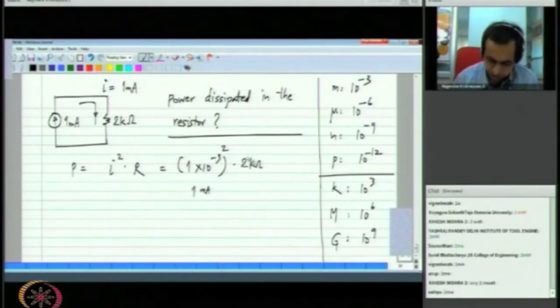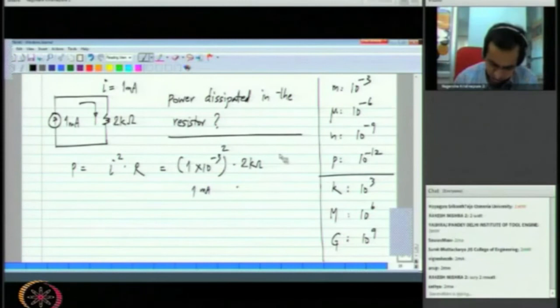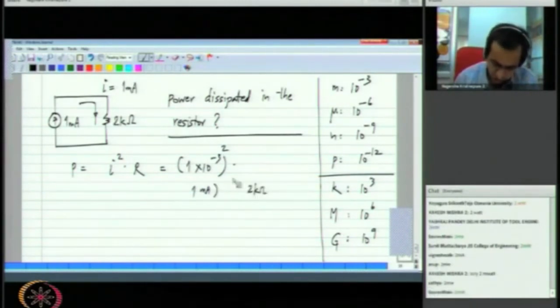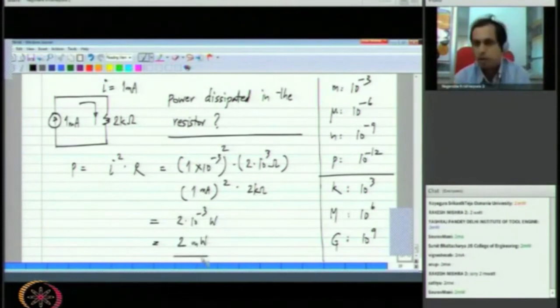So this will give you two times 10 to the 3 ohms. The entire result will come out to be 2 times 10 to the minus 3 watts, or 2 milliwatts. So the power dissipated is 2 milliwatts. Some of you said it is 2 watts, but please mind these units properly.